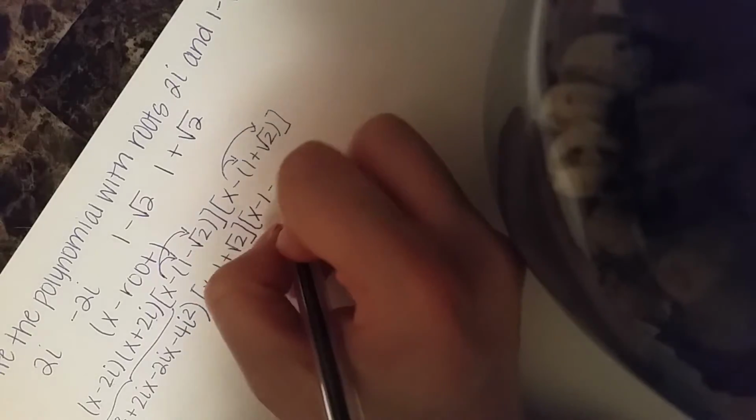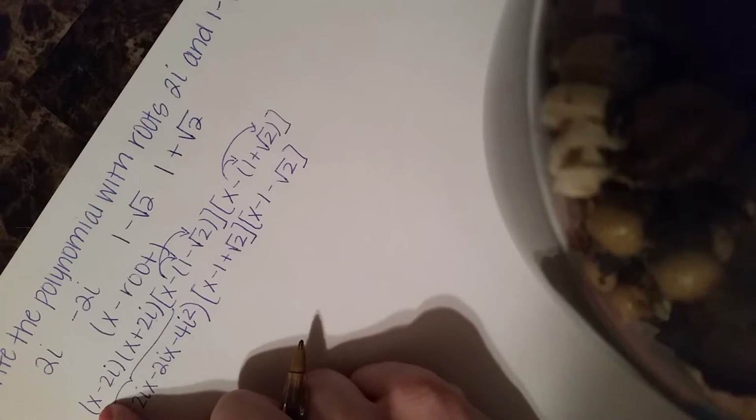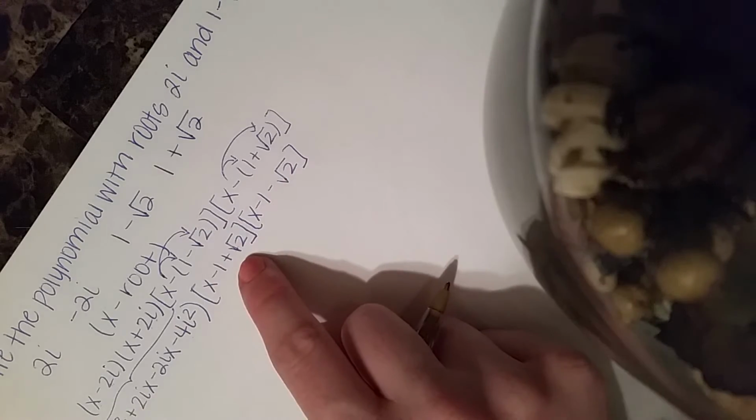So for this one, I'm going to distribute this negative to everything that occurs behind it. When I do that, it leaves me with x minus 1 plus the square root of 2, close it up, times x minus 1 minus the square root of 2. So now, instead of a binomial like this, I have a trinomial, which is going to change things up. I can't use FOIL on something like this.